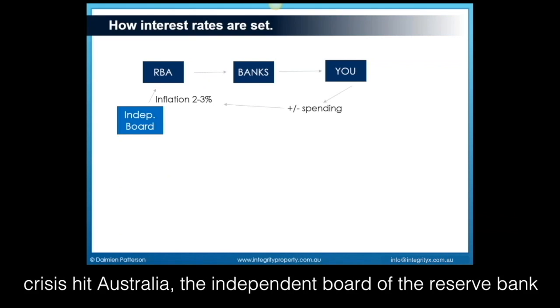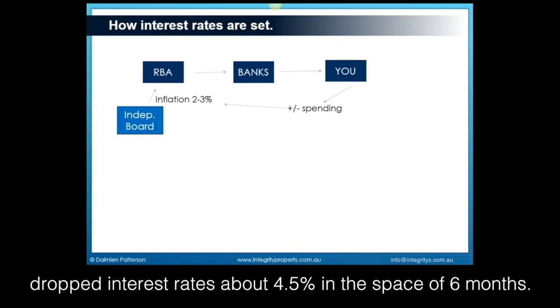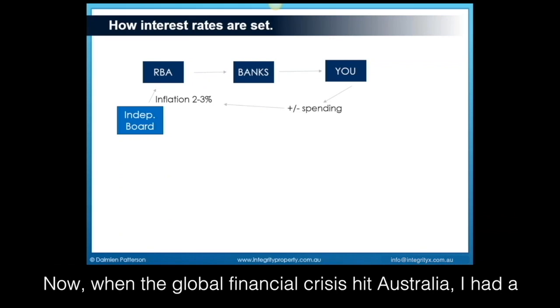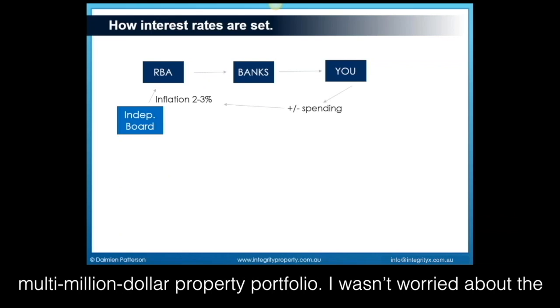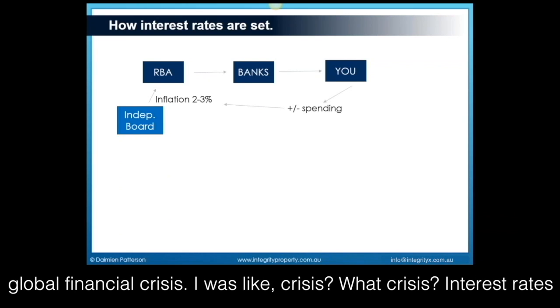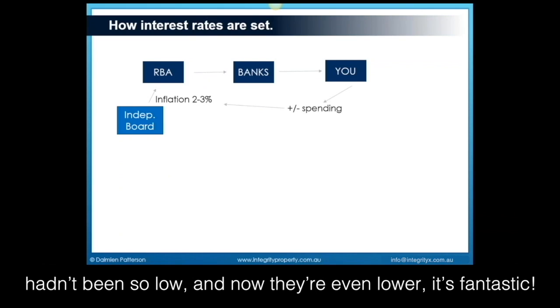It's the envy of many countries, and it's what saved us from the global financial crisis. Because when the global financial crisis hit Australia, the independent board of the Reserve Bank dropped interest rates about 4.5% in the space of 6 months. Now when the global financial crisis hit Australia, I had a multi-million-dollar property portfolio. I wasn't worried about the global financial crisis. I was like, crisis? What crisis? Interest rates hadn't been so low, and now they're even lower.